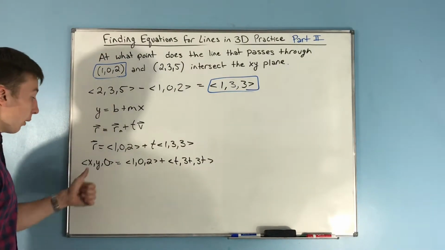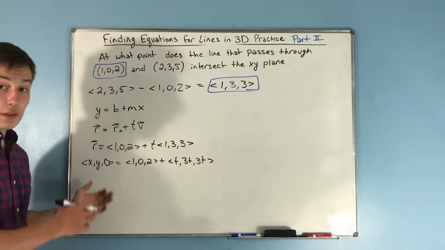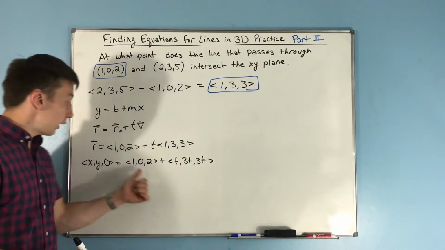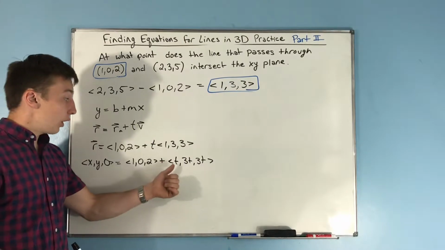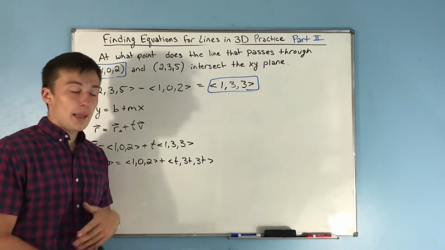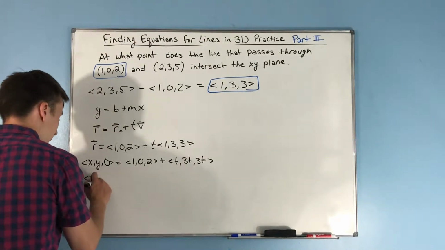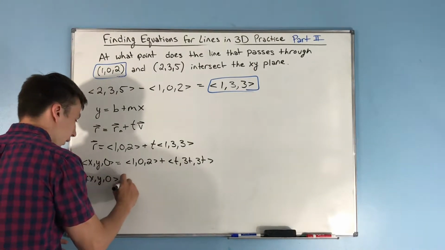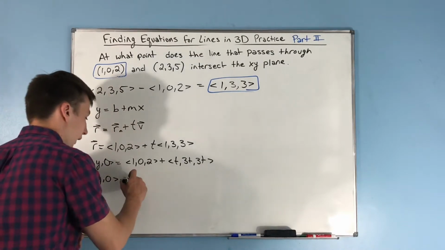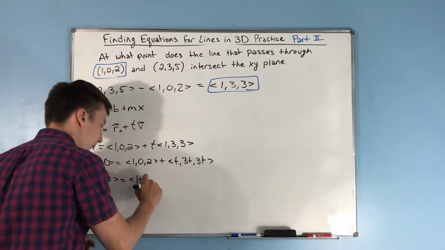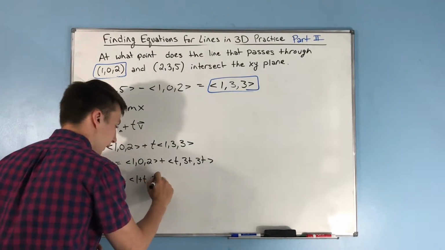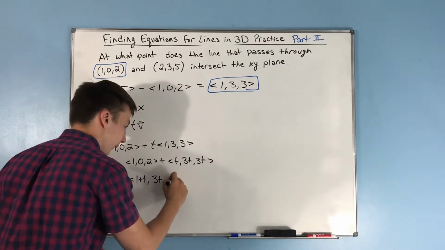Okay, so that parametric equation with our z equals whatever, it's going to be 0 equals, and we're going to figure out whatever t is, and then we're going to use that t to find our point. So you're going to watch this in a second. We have x, y, 0 equals, let's add these two vectors together. We get 1 plus t, comma 3t, comma 2 plus 3t.